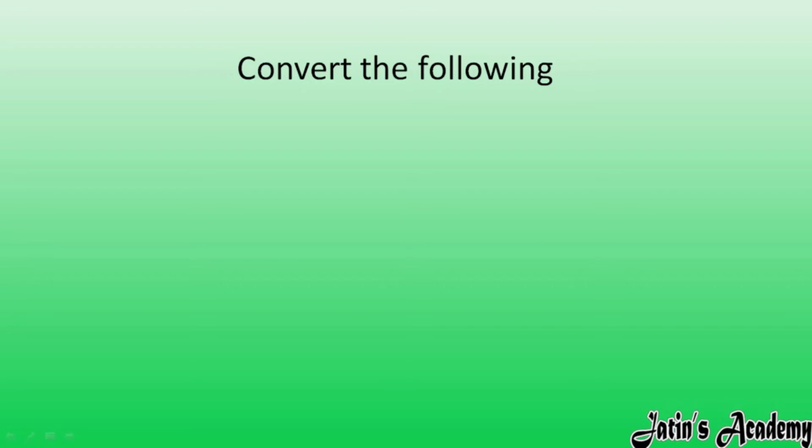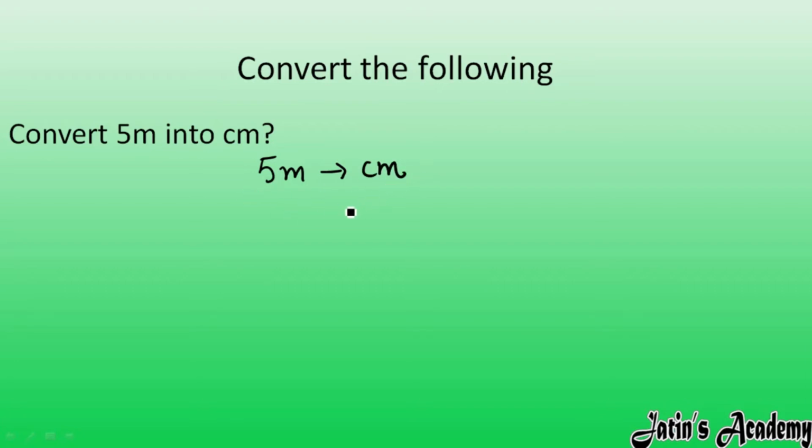Next we have some numericals related to conversion. The first numerical is: convert 5 meter into centimeter. So firstly you have to write which quantity you have to convert into which unit. Now see the relation. In the second step, you have to write the relation between meter and centimeter. You should know that 1 meter is equal to 100 centimeter. All these relations you have to learn, okay?